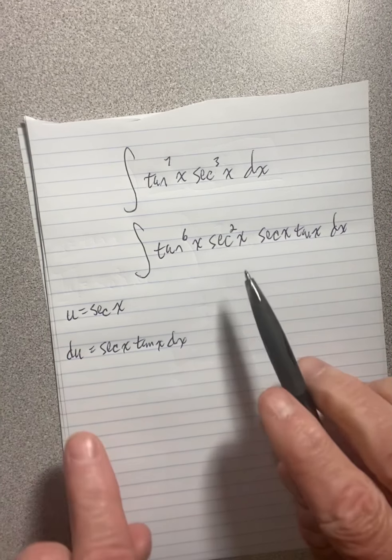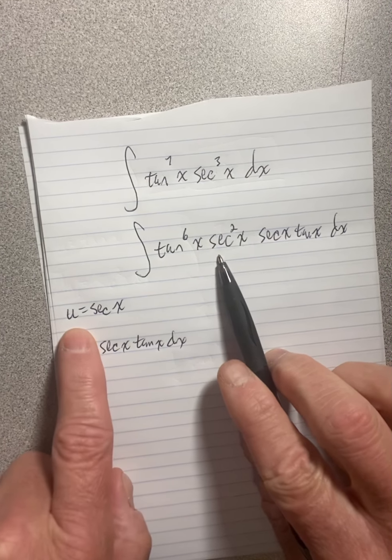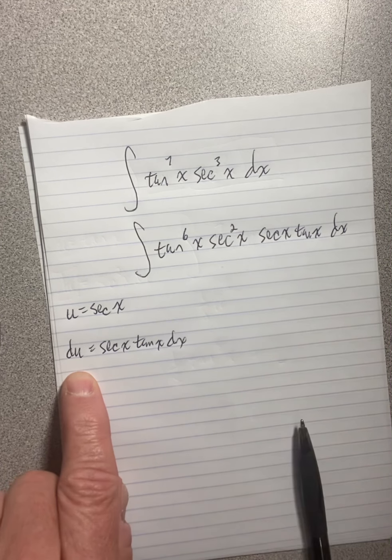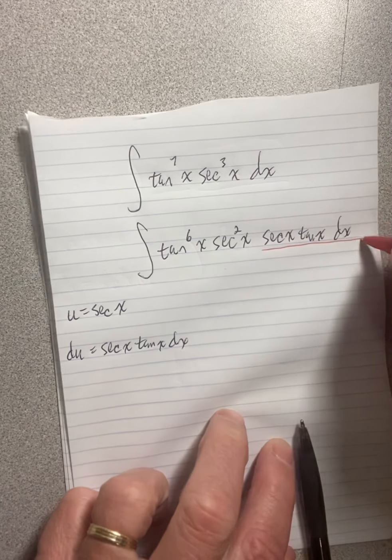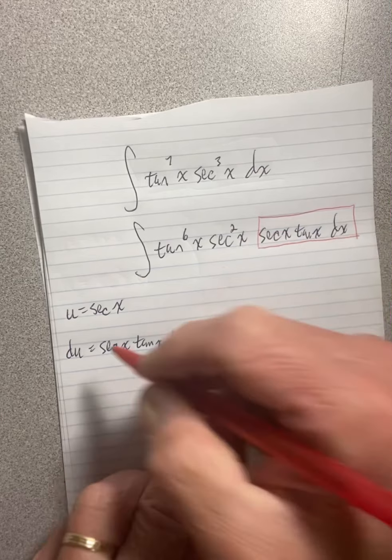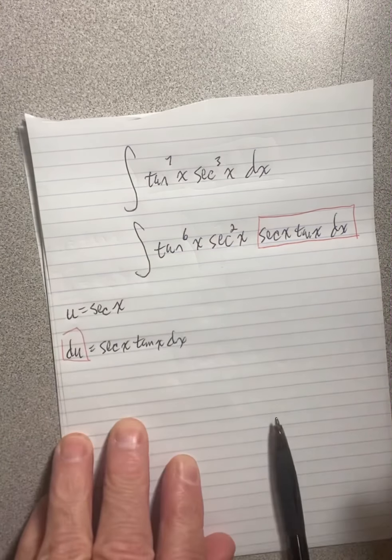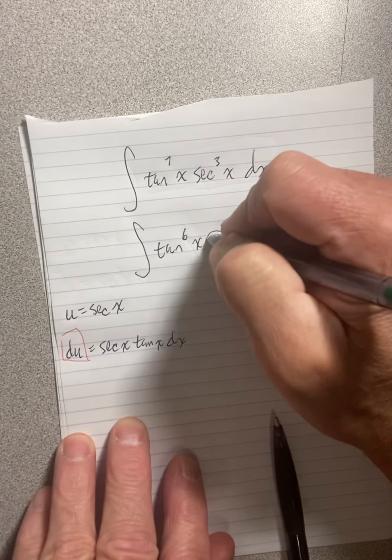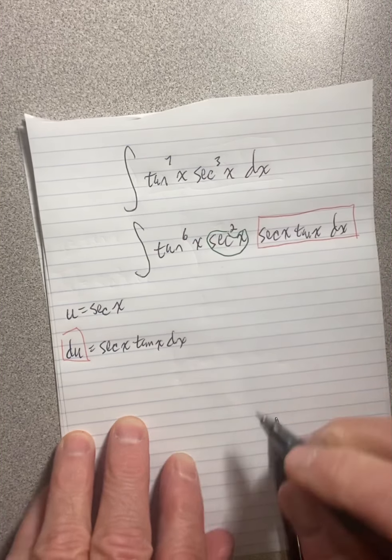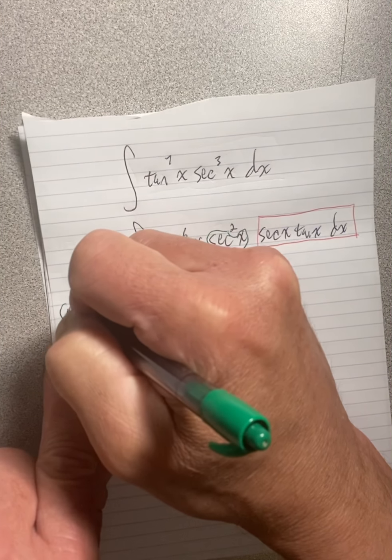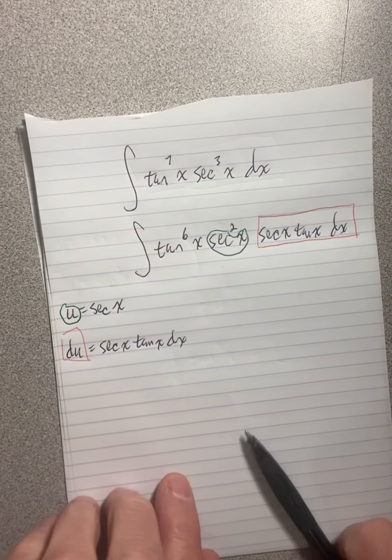Now that means I can put in u for this secant, and I can put in du for this secant x tangent x. So secant x tangent x dx is going to be my du, okay? And then my secant here is going to be my u. But what about this? Oh, that's okay.